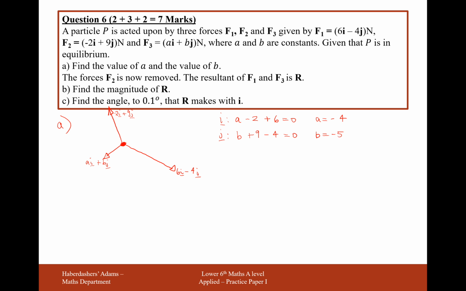Okay, so what we needed to do here was create a and b such that all of these forces, when we add them together, give us 0, because the keyword in the question was that it was in equilibrium.